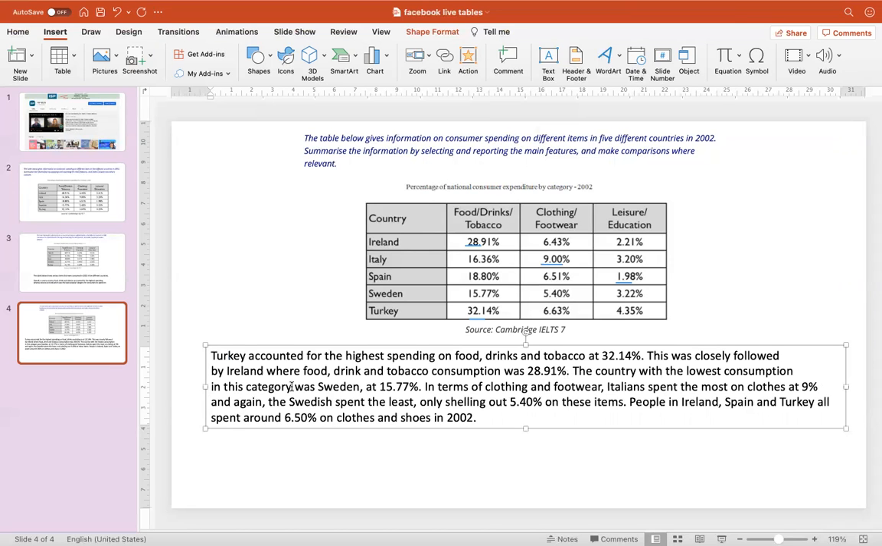Okay, so let's read through this. I always like to read what I've checked, so edit as we go, check it, make sure it makes sense, and then carry on. So Turkey accounted for the highest spending on food, drinks, and tobacco at 32.14%. This was closely followed by Ireland, where food, drink, and tobacco consumption was 28.91%. The country with the lowest consumption in this category was Sweden at 15.77%. In terms of clothing and footwear, Italians spent the most on clothes at 9%, and again, the Swedish spent the least, only shelling out 5.4% on these items. People in Ireland, Spain, and Turkey all spent around 6.5% on clothes and shoes in 2002.